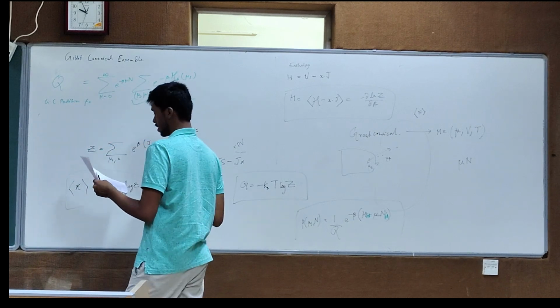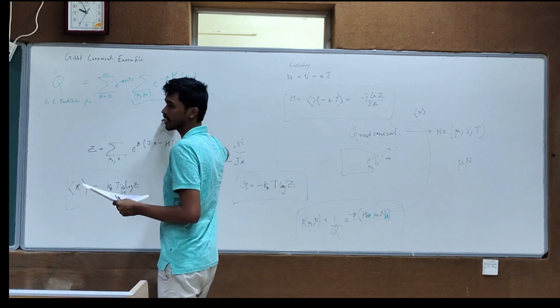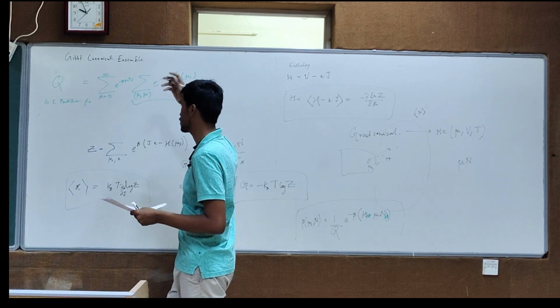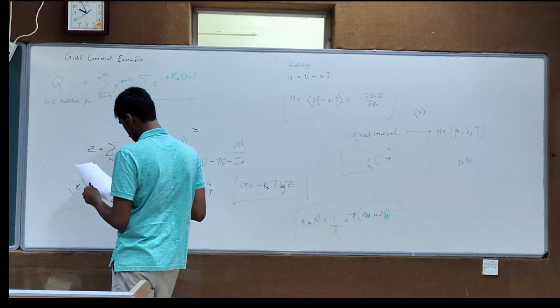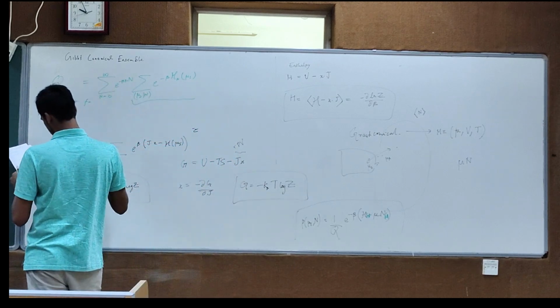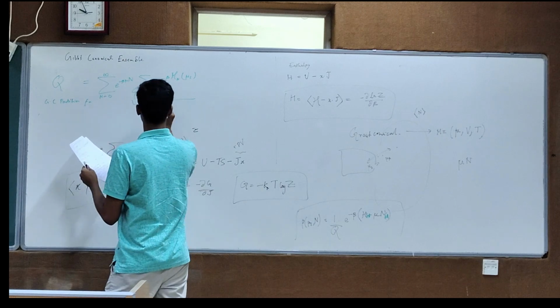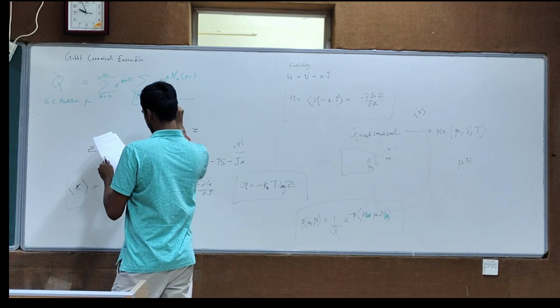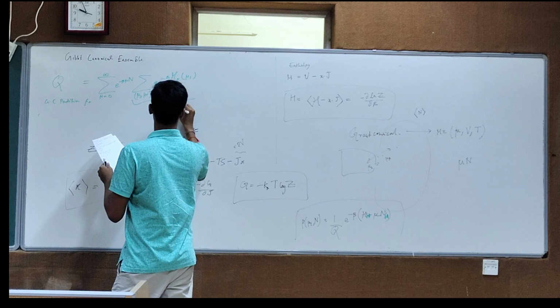And this, if you realize, will be the canonical partition function with number n. So you can write, this is basically just Z(T, n, V).